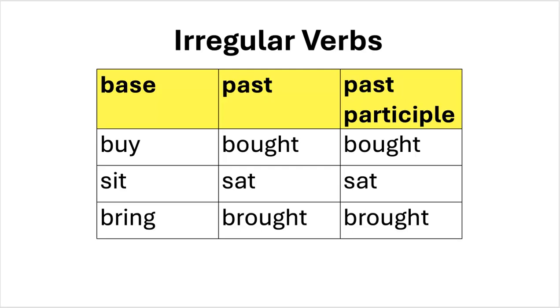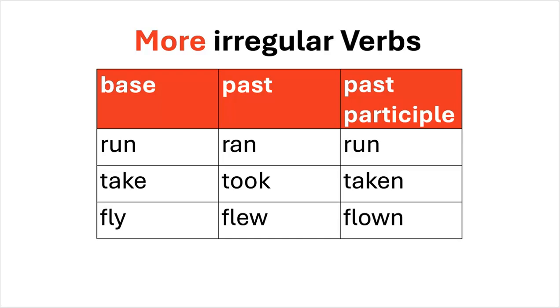You can probably guess what's going to happen with the more irregular verbs. They don't follow that pattern. Instead, sometimes, as in run, it becomes run, past tense ran, past participle run. Take becomes took, and the past participle is taken. Fly becomes flew, and then flown.